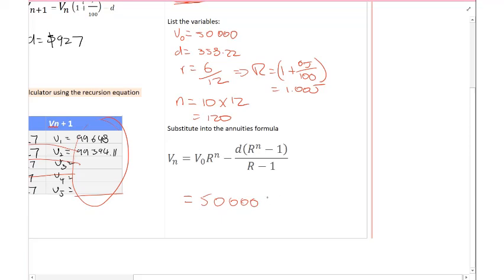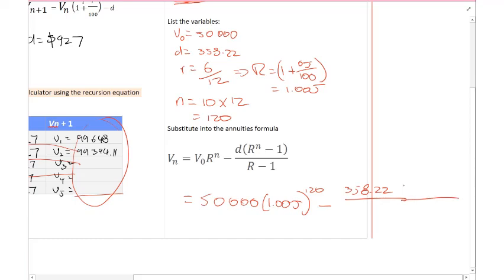And then I'm going to put 1.005 to the power of 120 minus, and that's D. I know what D is. D is 358.22.